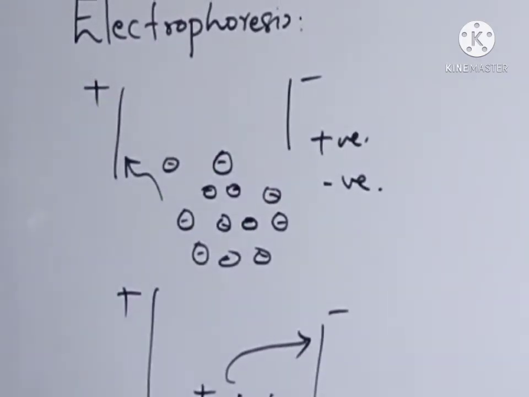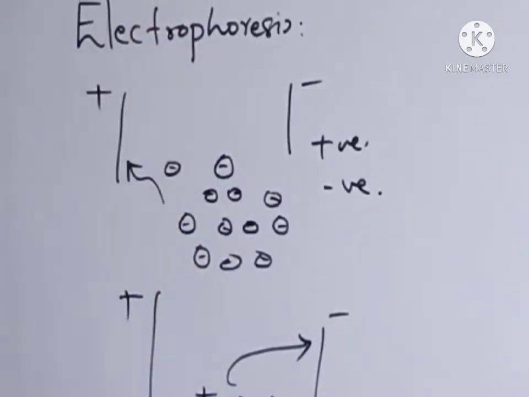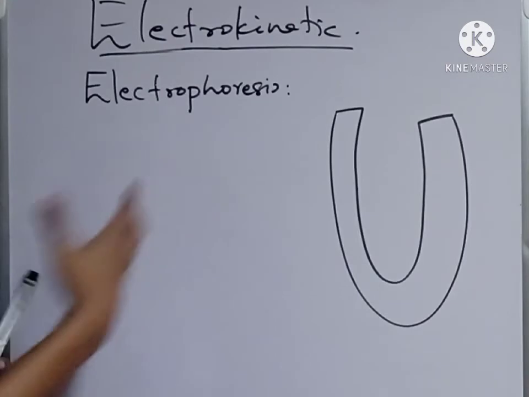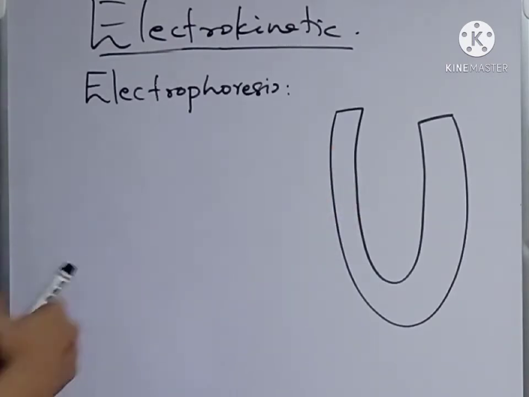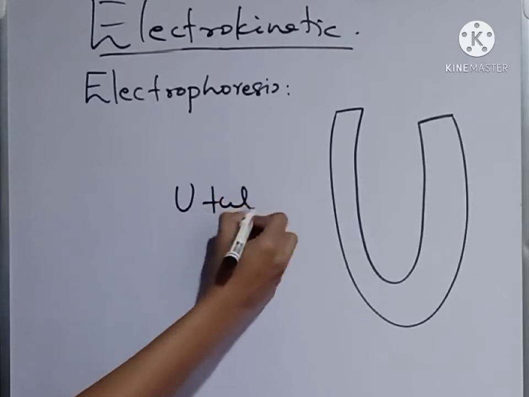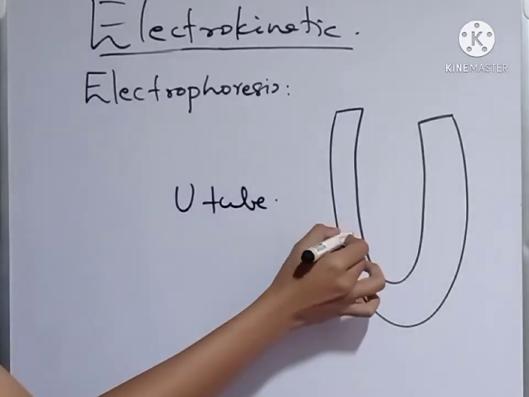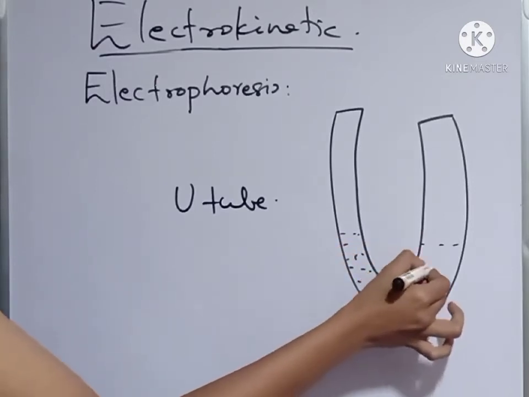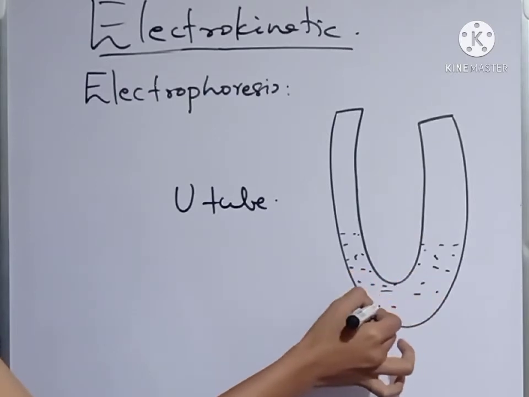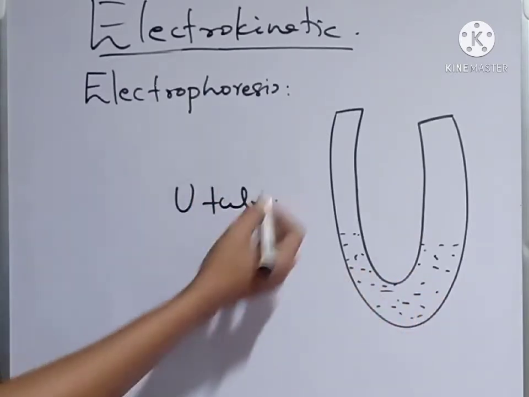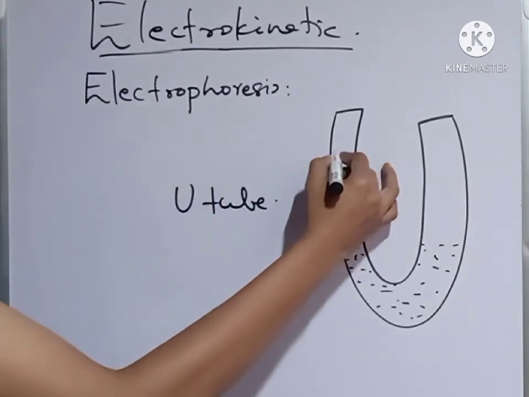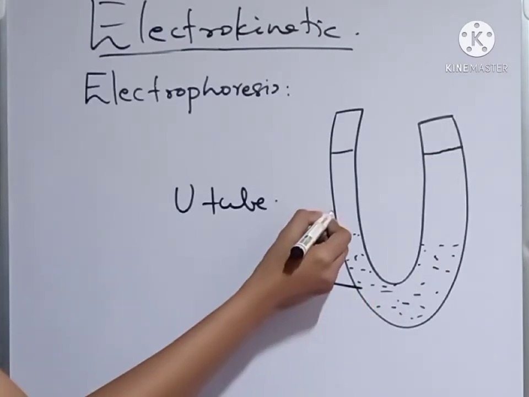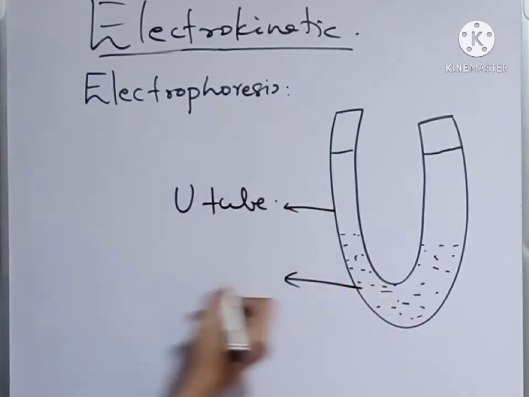Okay, let us study the experimental setup which is used to conduct electrophoresis of colloidal particles. To do this experiment, we need a U-tube, and this U-tube is filled with our colloid, and deionized water is filled above our colloidal particles. So this is the U-tube we use to conduct the experiment. This is the colloid.